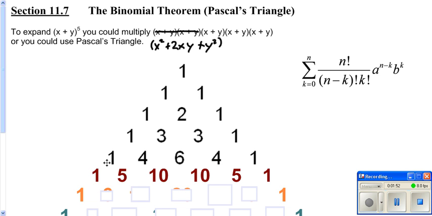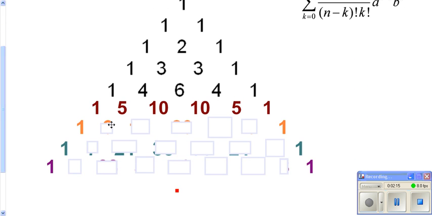So we know we have 1's going down here. How do we get this 5? It comes from the 1 and the 4 added together. How do we get the 10? We take the 4 plus the 6 and add it together. How do we get this 10? We take the 6 plus the 4 and add it together. How do we get this 5? It's the 4 plus the 1 added together. So if we continue to do that, we end up getting Pascal's triangle.